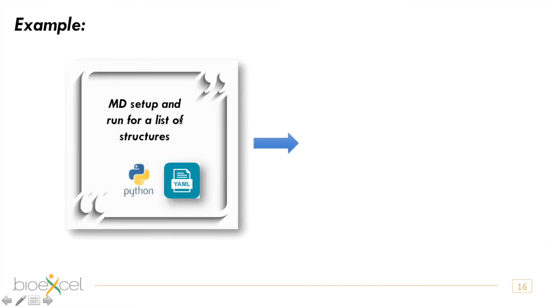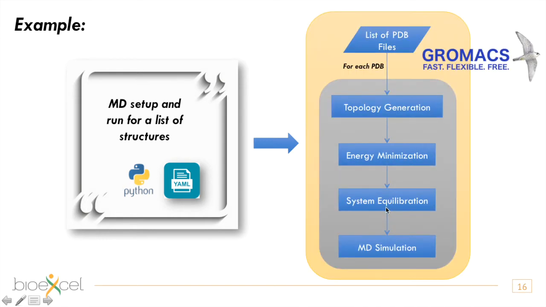So this is the first example, an easy example. This is a molecular dynamics setup and run for a list of structures. Remember, we have a Python code and a YAML file. This is the workflow, really easy. For each PDB from a list of PDB files, we are using GROMACS, of course, because it's one of our key tools in BioExcel. We generate the topology, minimize the energy, equilibrate the system, and run the molecular dynamics simulation.